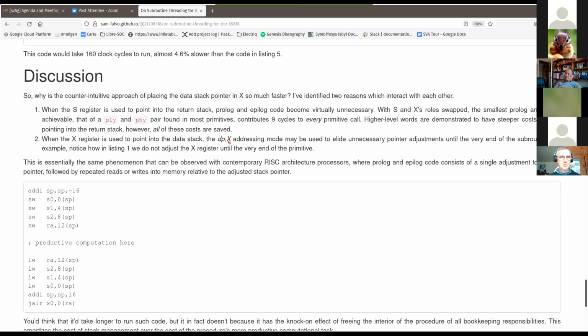So I thought this is kind of a quick and dirty analysis of which approach to write subroutine threading with the 65816 processor. So my recommendation: definitely use the S register for return stack and use the X register for data stack, which allows using that addressing mode, and that allows you in turn to write the fastest possible subroutine threaded logic that you can. And that's basically it.